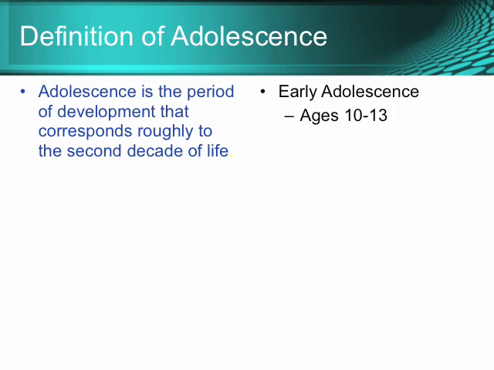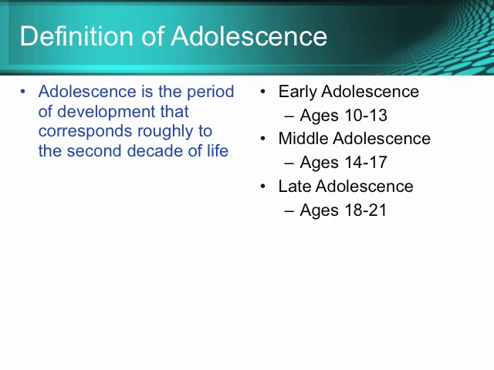So early adolescence is roughly the ages between 10 and 13. That's equivalent to middle school or junior high. Middle adolescence, ages 14 to 17, is typically high school age. And late adolescence, ages 18 to 21, is typically college age.